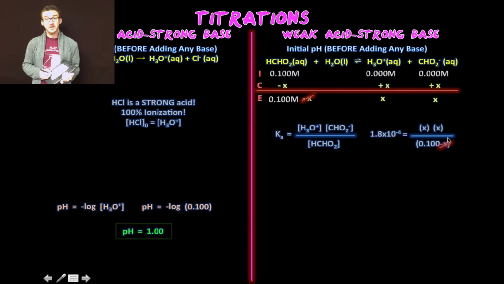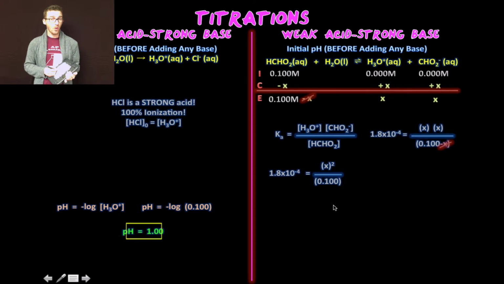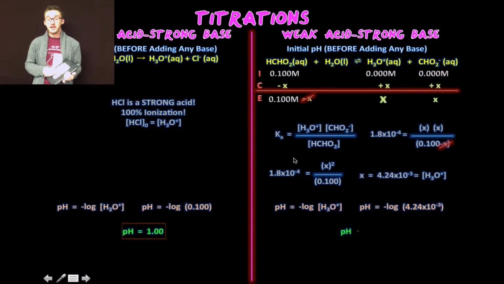We're going to make the X is small approximation because our initial concentration and the value of Ka differed by a factor of 1,000 or more, which simplifies our Ka expression to 1.8 times 10 to the minus 4 equals X squared over 0.1. And when we solve for X, we get 4.24 times 10 to the minus 3 molar. That is our hydronium ion concentration. Now that we know the hydronium ion concentration, we just plug it into the formula for pH. And when you solve for pH, we get a value of 2.37.